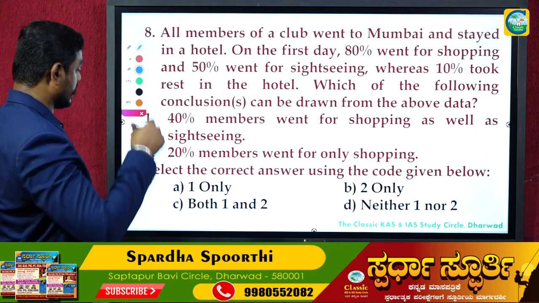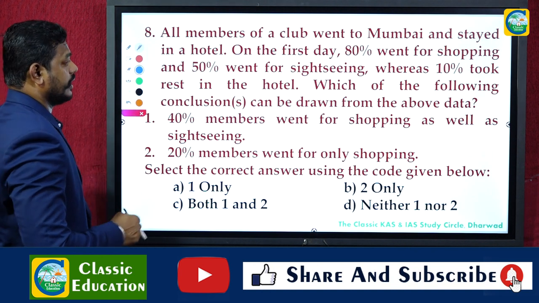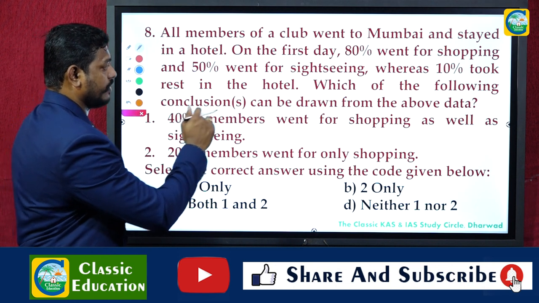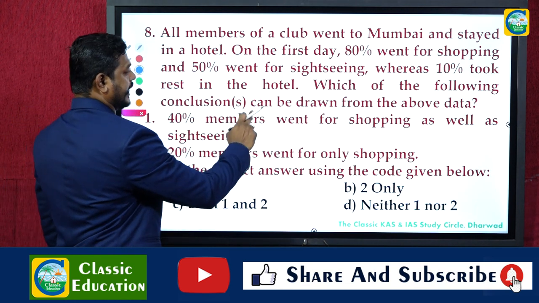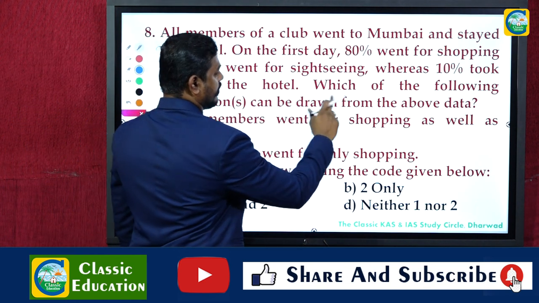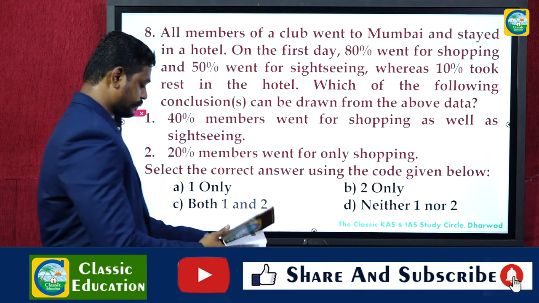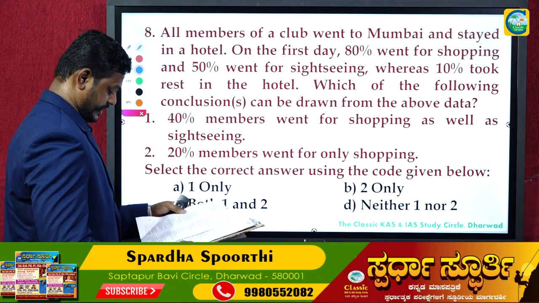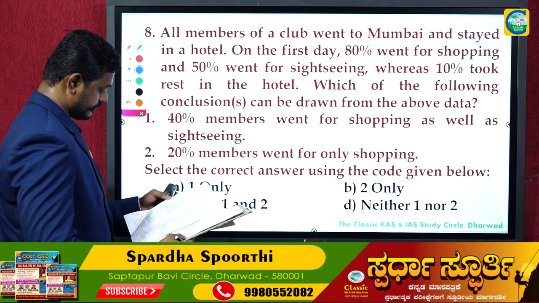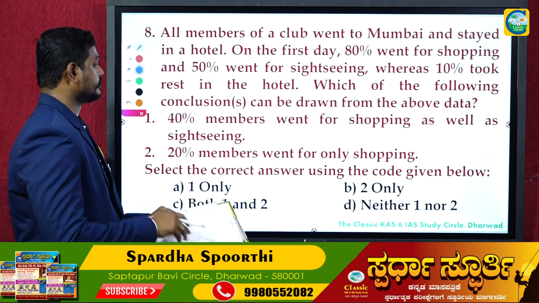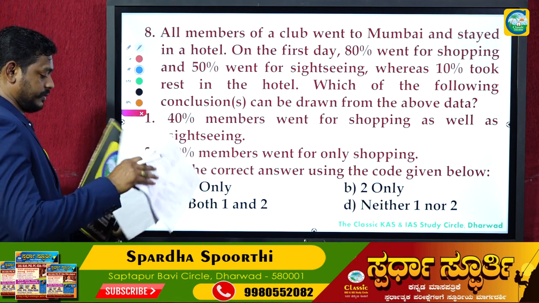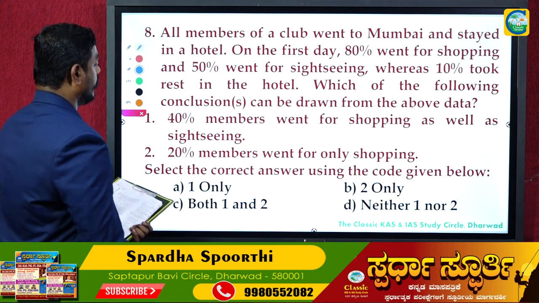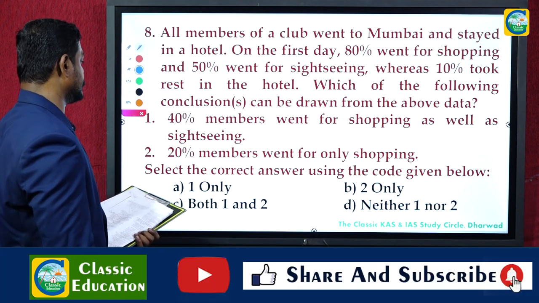The conclusions are given here. First, you have to see the question: which of the following conclusions can be drawn from the above data? That is question number 8. The first one: 40% members went for shopping as well as sightseeing.